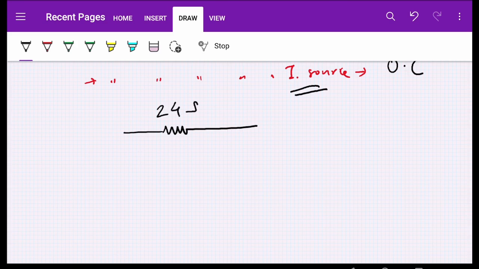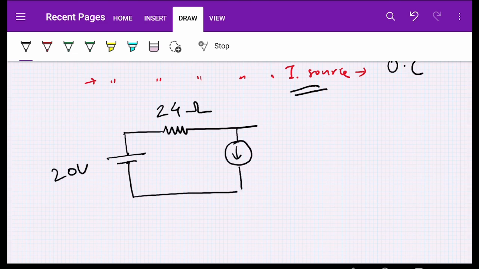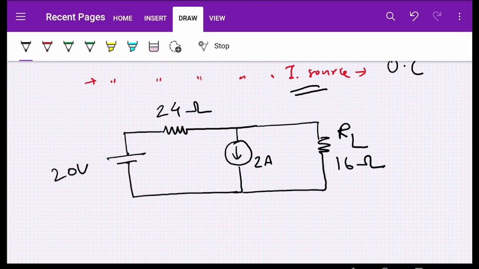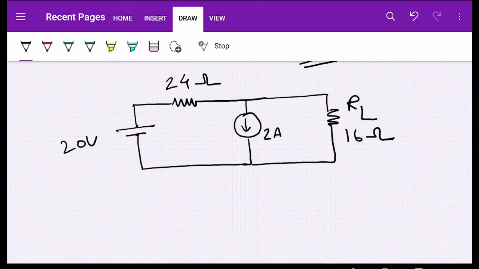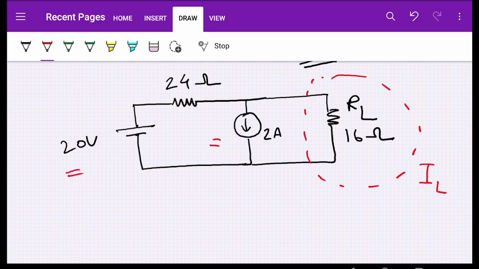Suppose I have a 24 ohm resistor with a supply voltage of 20 volt, and I also have a current source here which is 2 ampere, and I have a load resistor, let's denote it as RL. Suppose it is 16 ohm. Now I want to determine the current IL in this branch, the load resistance, due to the 20 volt and 2 ampere current source. The superposition theorem can simplify this complex looking network.